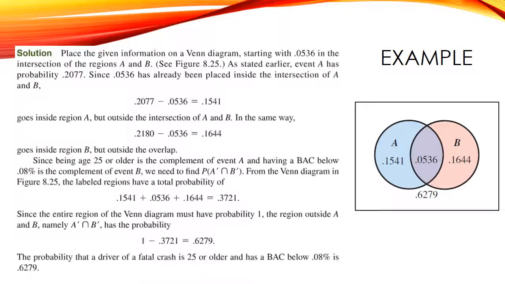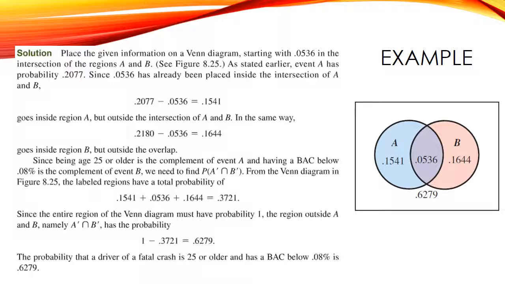So the best way to do this is to organize our information into a Venn diagram as we've done before. And remember, when we do that, we start with the and. So we put the intersection of A and B, being 24 or younger and a blood alcohol content of 0.08 or higher, in the middle, and then we subtract to find what's left, for what crashes were only involving the driver who was 24 years or younger, or what only involved the higher blood alcohol content level. So we subtract to get those.